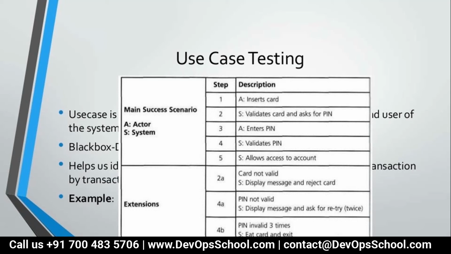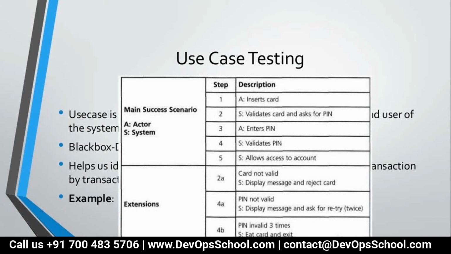So, use case testing. See, you can see the first step, the main scenario, actor and system. This is a description. Basically, what are the steps whenever we do any operation in an ATM? First we insert the card, right? Then we validate the card and ask for the pin. We enter the pin. Then the system validates the pin, and if the pin is correct, then it allows access, right?